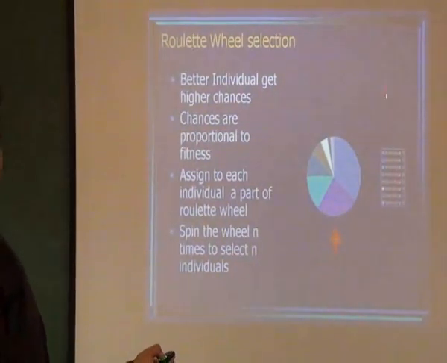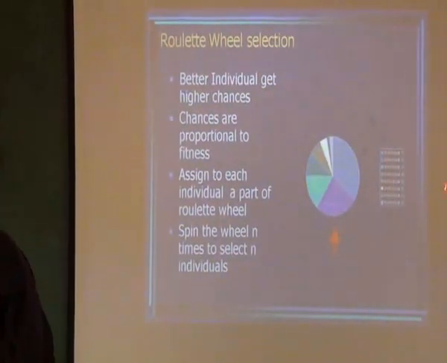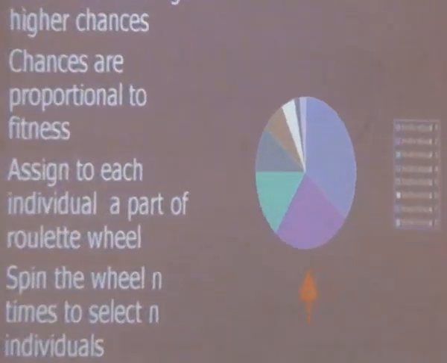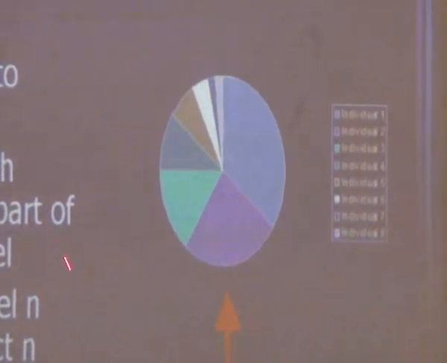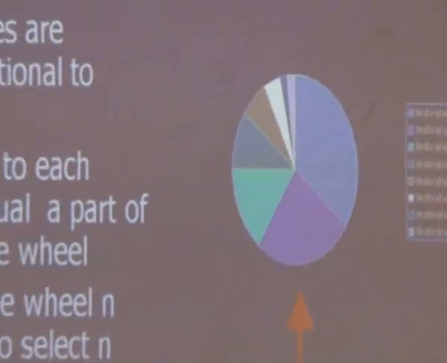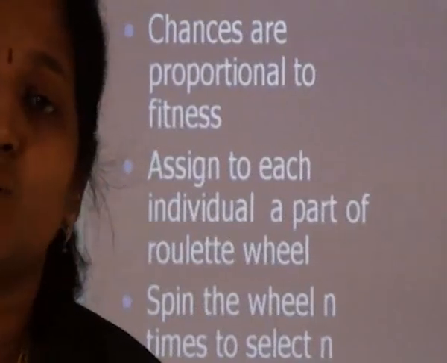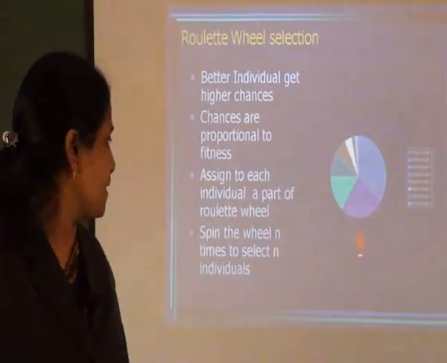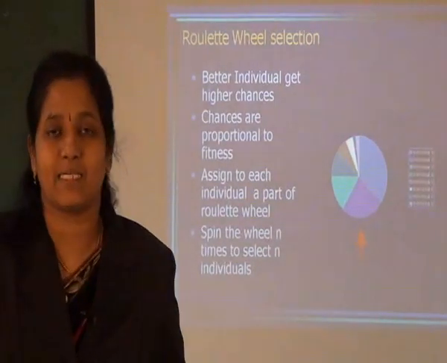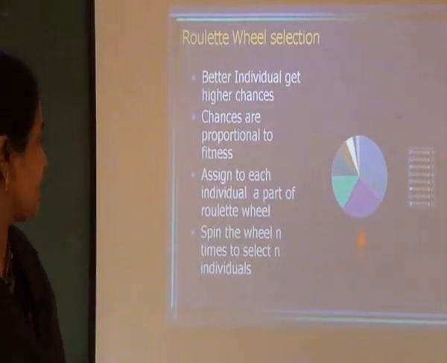Suppose in this population there are 8 individuals. All 8 individuals are put together on the wheel, and you can spin the wheel n times to select individuals. Suppose if you want to select 2 individuals, you have to spin the wheel twice. The individuals that come near the point will be selected as parents. From those, offspring will be created.